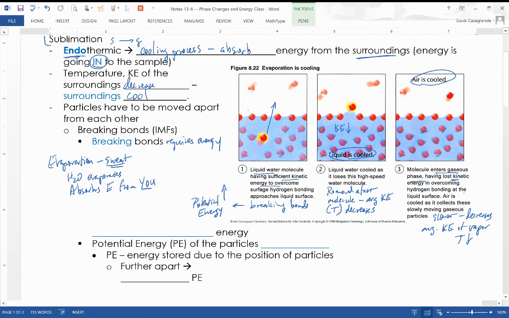So the potential energy, and that's the energy due to the position. It's like having two magnets next to each other. To pull those two magnets apart, you've got to put energy in. So potential energy is due to the position of the particles. Potential energy increases as the particles get farther apart.